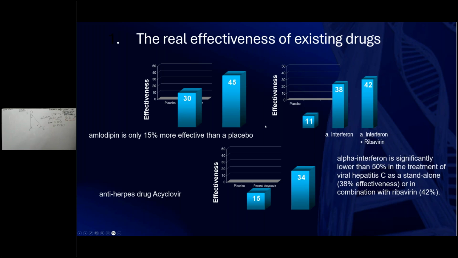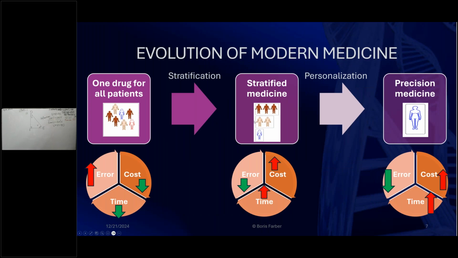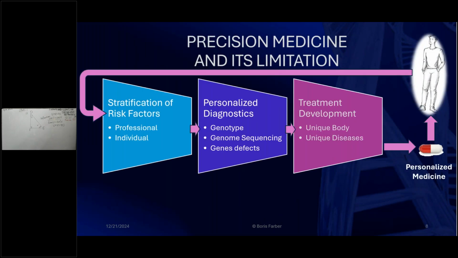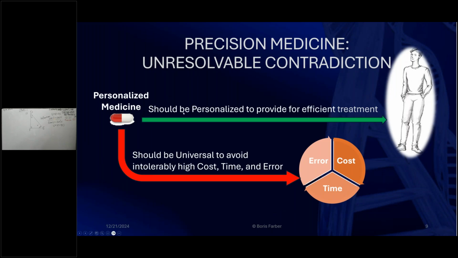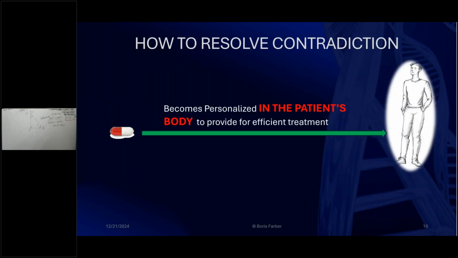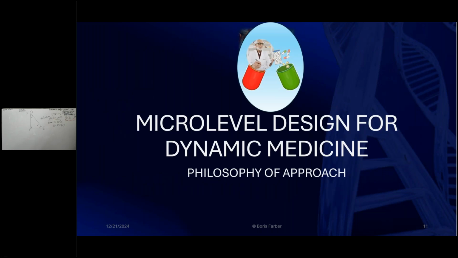And a few words about what we did here. We created a drug which can be customizable inside of the patient's body. I show some stuff here. This is a new step, a direction to personalized medicine. It becomes personalized in the patient's body. It adjusts to anybody's body. You see, here I made this.